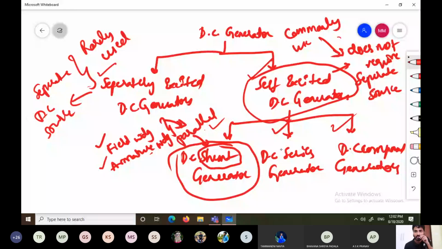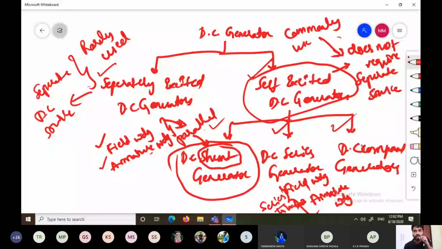In a series generator, which windings are connected in series? Field winding and armature winding. Both are connected in series to load. Series to load. Now, what about the DC compound generator?